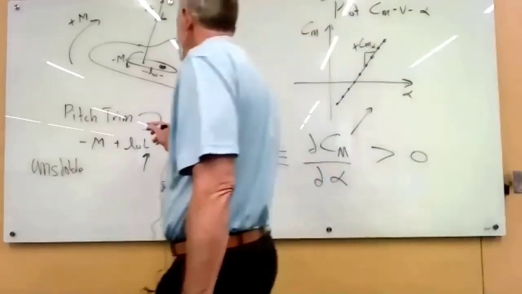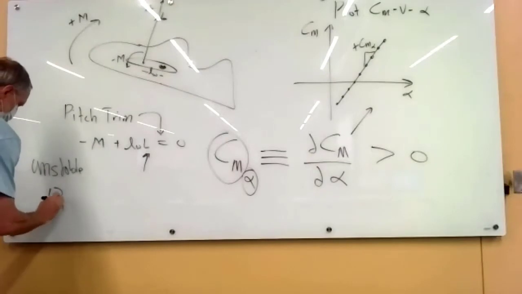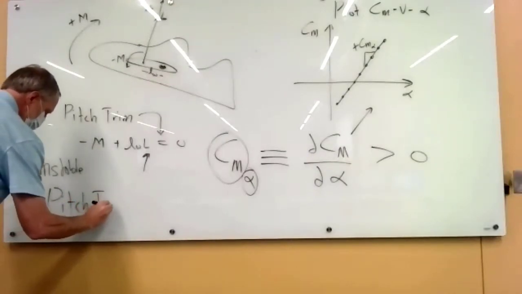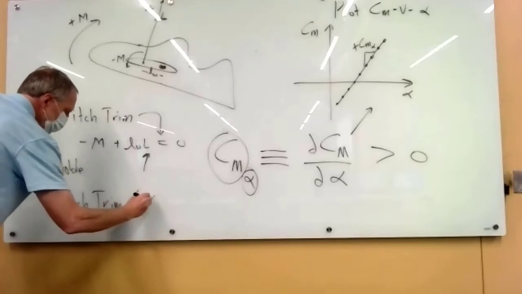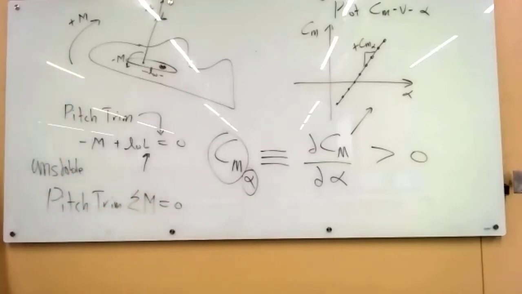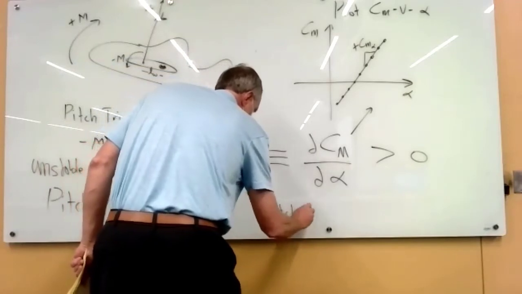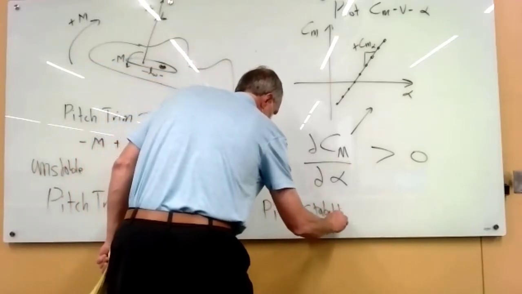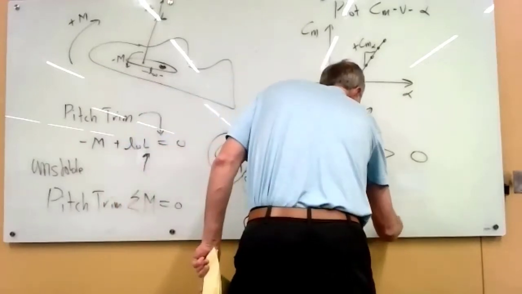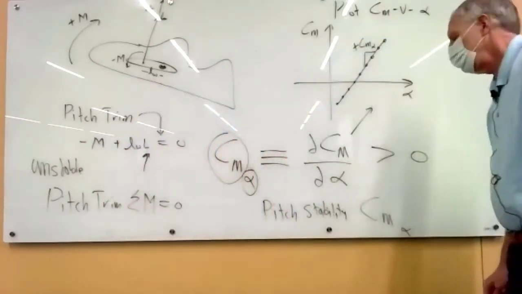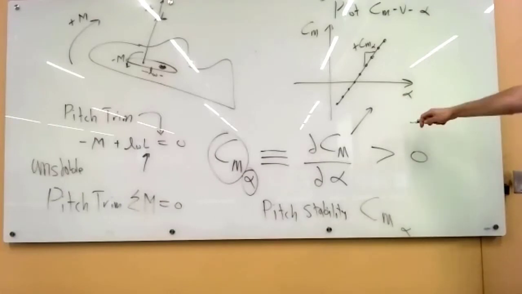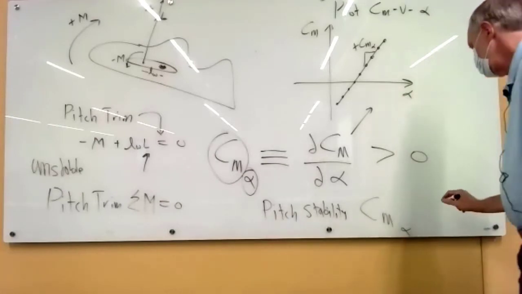So, definitions here. Pitch trim is where the total moment is 0. So that's our equilibrium that we have to have when we talk about stability. So we're flying along, pitch trim 0, straight and level, everything's cool. We get a gust, and then we look at pitch stability, which is the sign of how the pitching moment changes with angle of attack. Positive, it's unstable. Negative, it's stable.